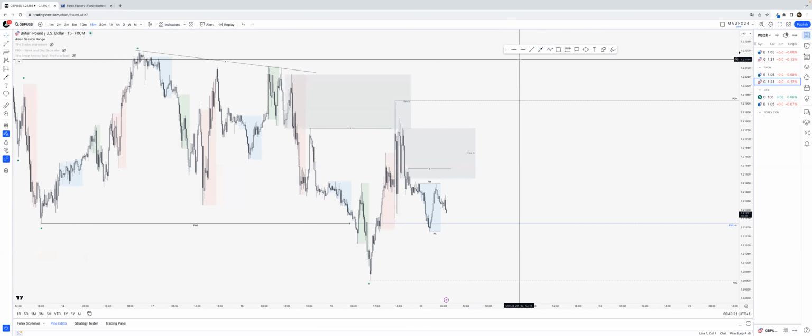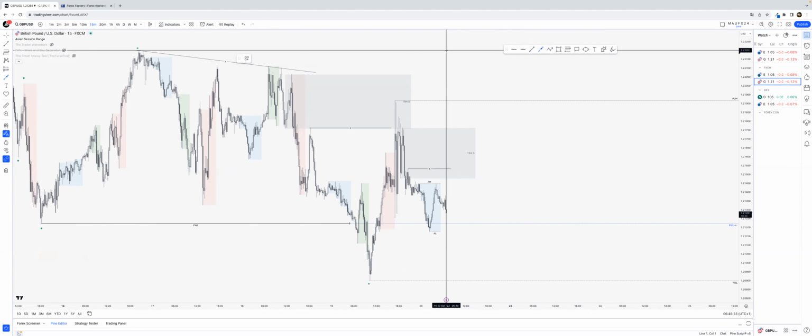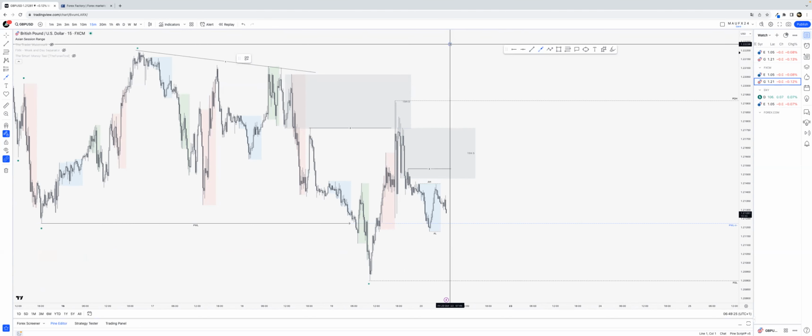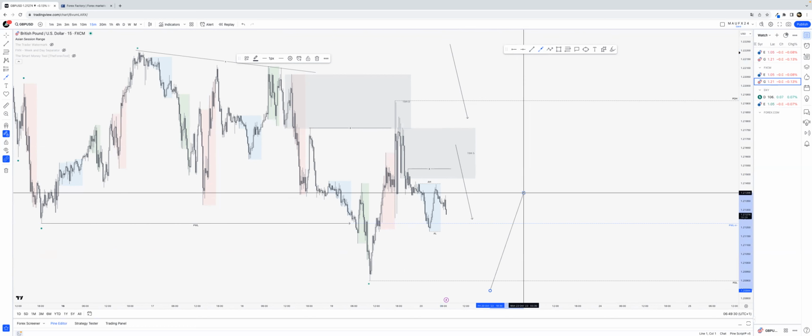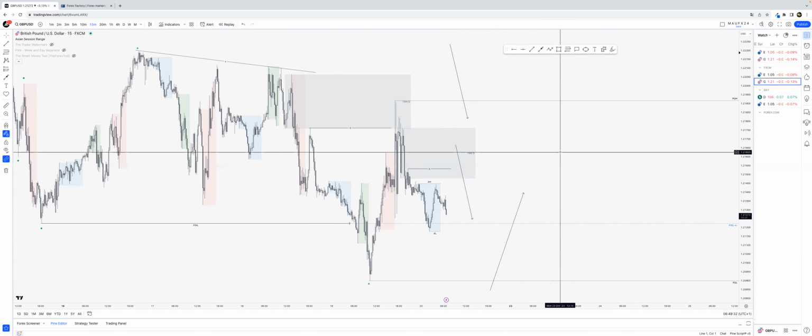That's for GU. We've just got two options, really. If we get above here, I'll be looking for shorts from there, shorts from here, and of course, longs from there. So that's our pre-market analysis.